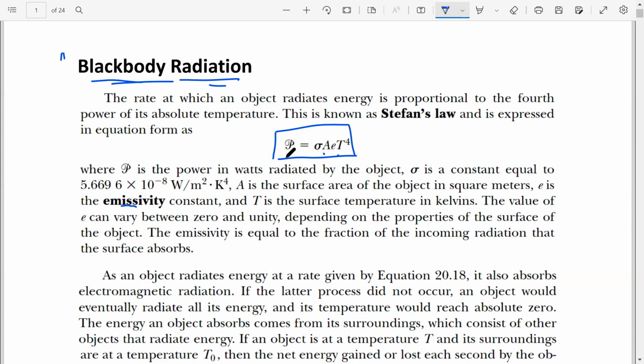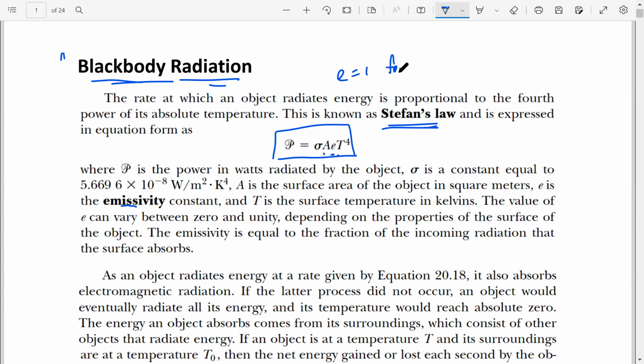So this power refers to the power or the heat that is being transferred out of the body per unit time, because power is energy per unit time. You can see that it's proportional to temperature to the power of 4. This is what we call Stefan's law. This constant is a constant. And this E here, called emissivity, for a perfect black body is equal to 1.